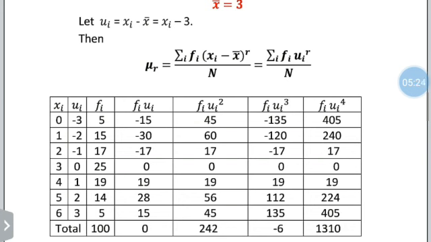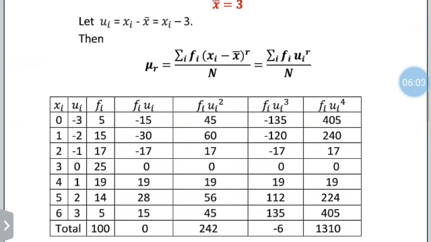In the next column, we write the values of fi into ui power 4. For that, we raise ui to the power 4 and multiply with their corresponding frequency. In the first row, the value of ui is -3, and -3 power 4 gives 81. 81 into 5 is 405. Similarly, in the second row, the value of ui is -2. So, -2 power 4 means 16. 16 into 15 gives 240. Similarly, the other entries in that column.